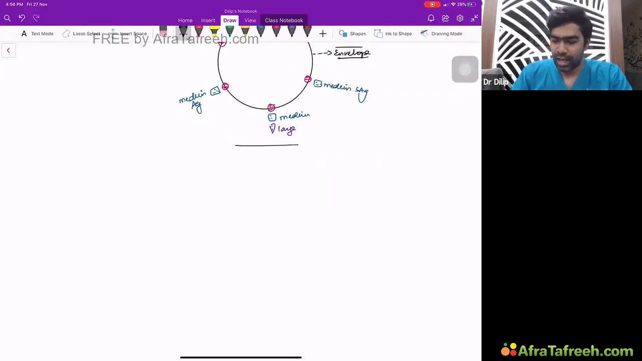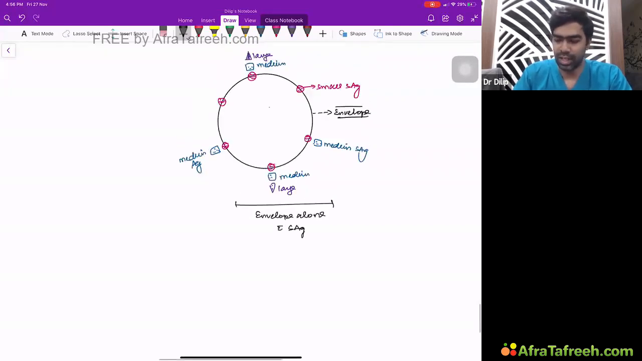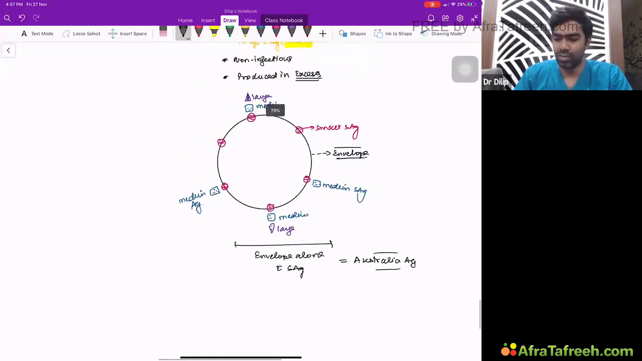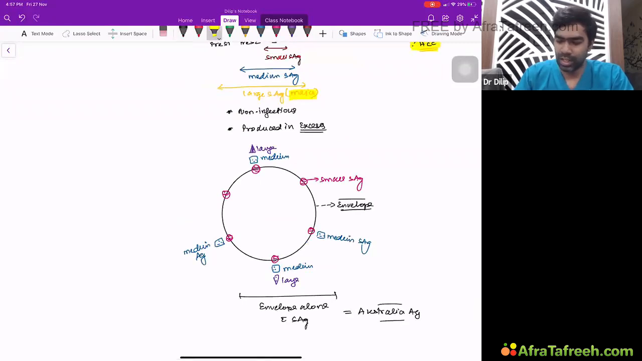So if you take this envelope alone, that contains surface antigen only with nothing inside it, completely empty. So only the envelope with the surface antigen on the surface, without any DNA, without any other capsule, or without anything inside, is what we refer to as Australia antigen.